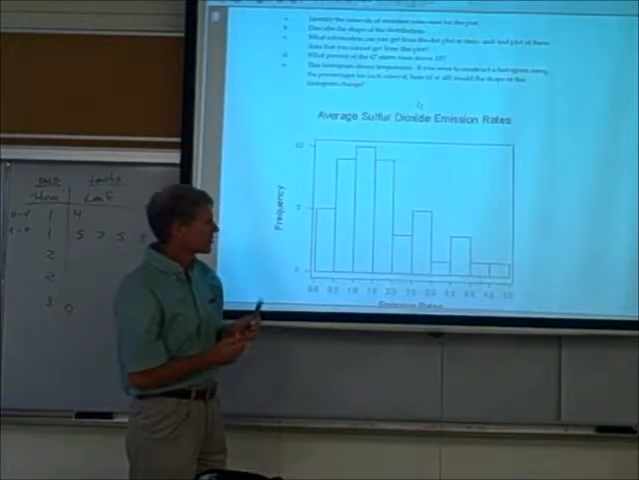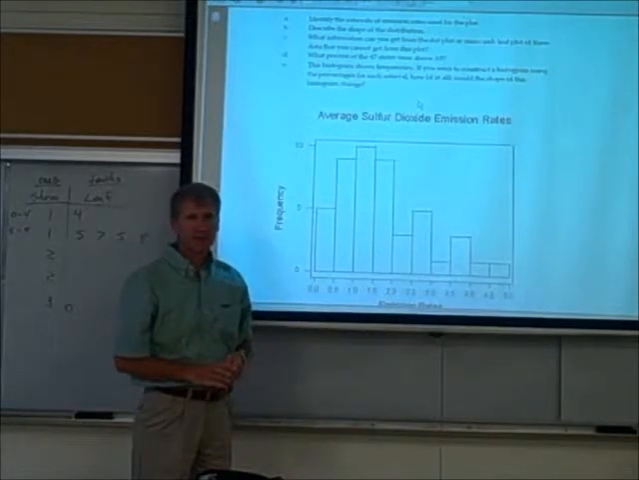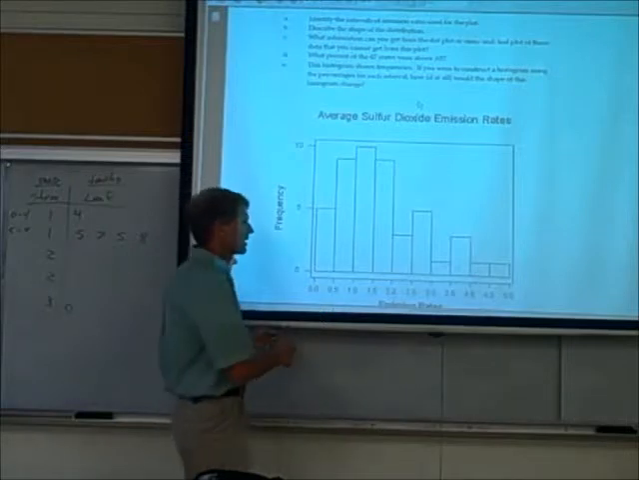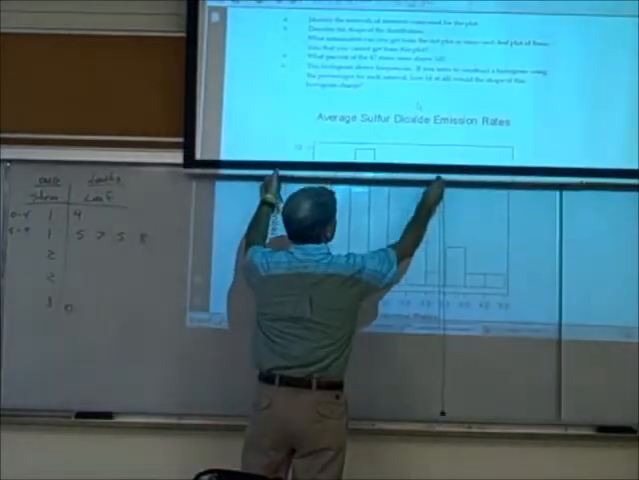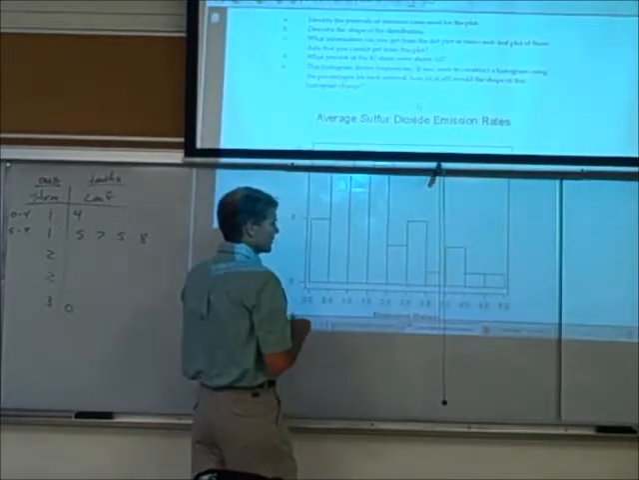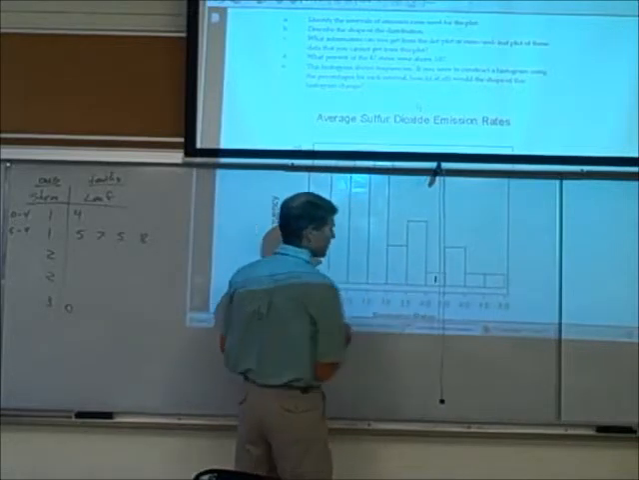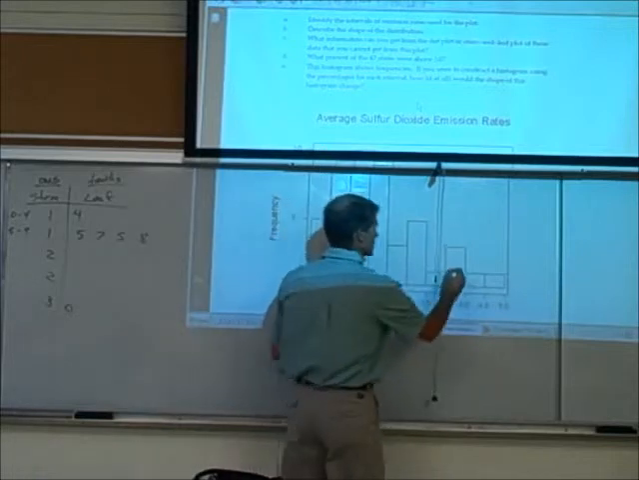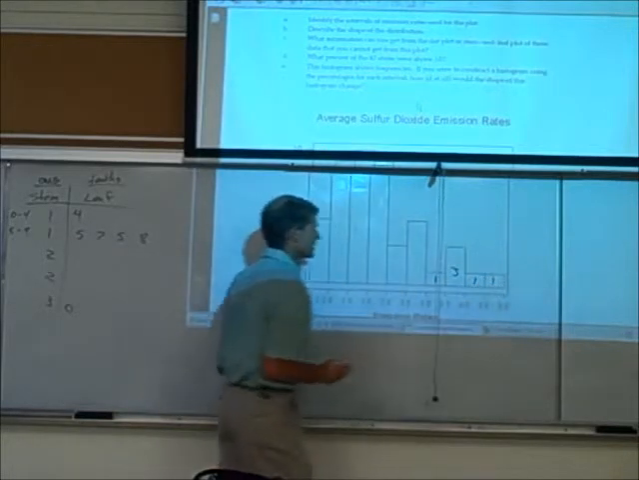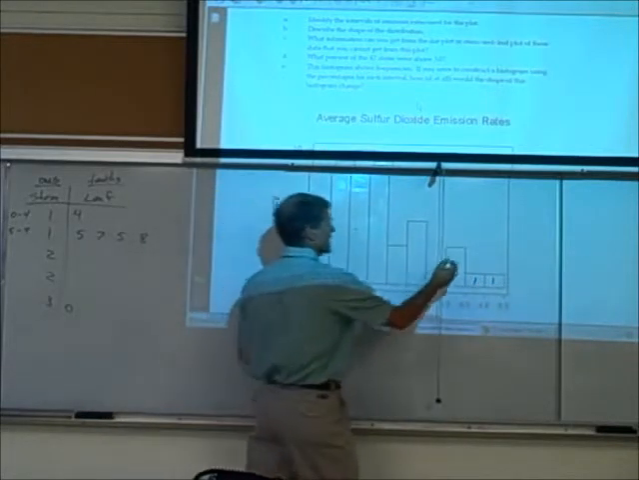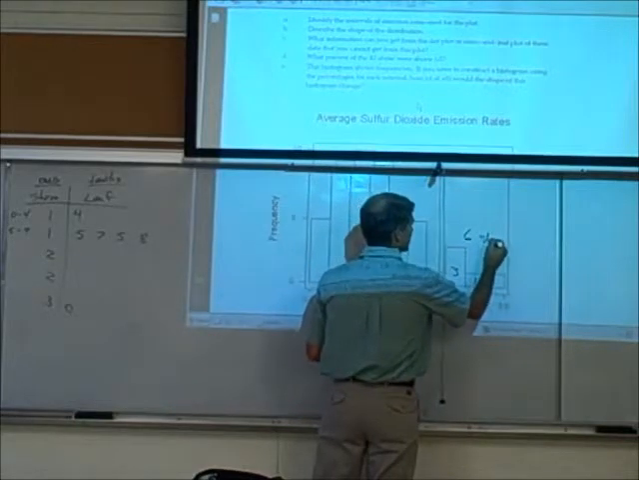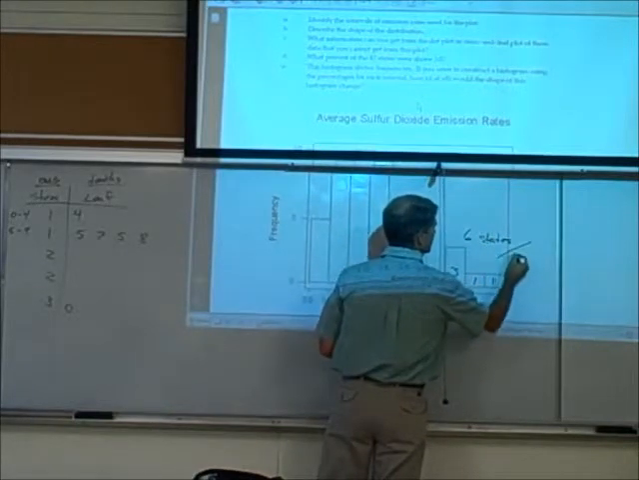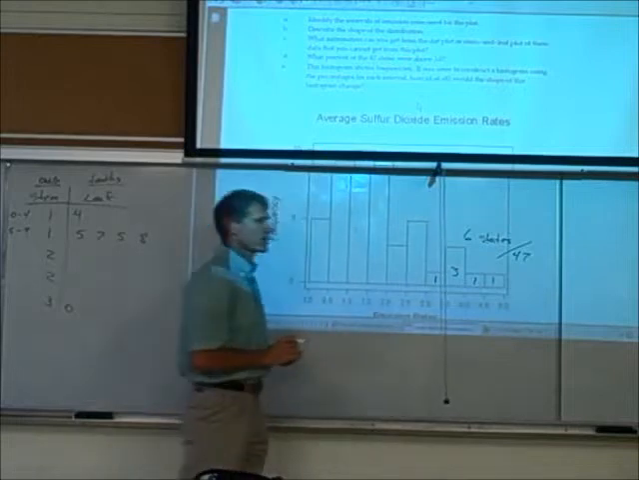How many states were between 3 and 3.5? One. Let me raise this up so I can write on it. There's 1 in that bar. How many are in this bar? 3, and 1 and 1. So a total of 6 states out of the 47. 13% are greater than 3.